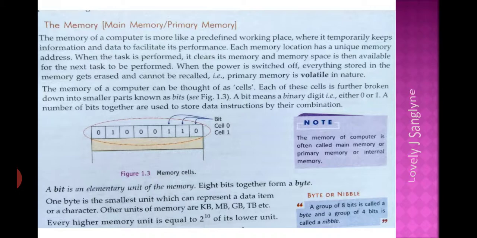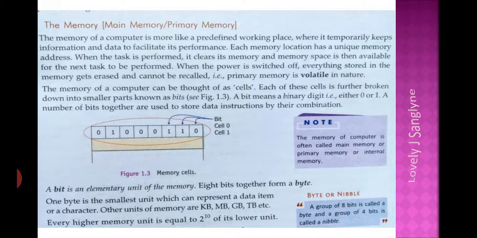So when the task is performed, it clears in memory and the memory space is then available for the next task to be performed. Now this main memory or the primary memory is volatile in nature. That means when the power is switched off, everything stored in the memory gets erased and cannot be recalled. So I just gave an example of a teacher who is teaching in the class. Once the blackboard has been erased, it cannot be undone. It cannot be redone, or the work that has been erased cannot be recalled again. So it is the storage area which is used for temporarily keeping the information and the data. So that's why it is known as a volatile memory.